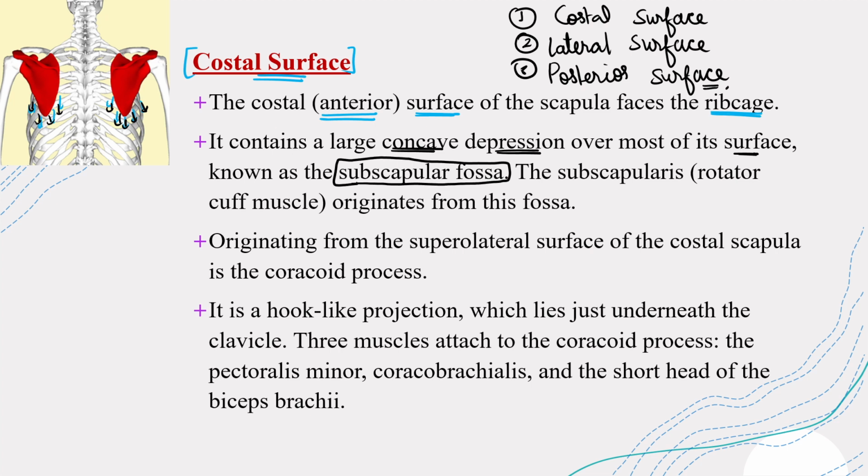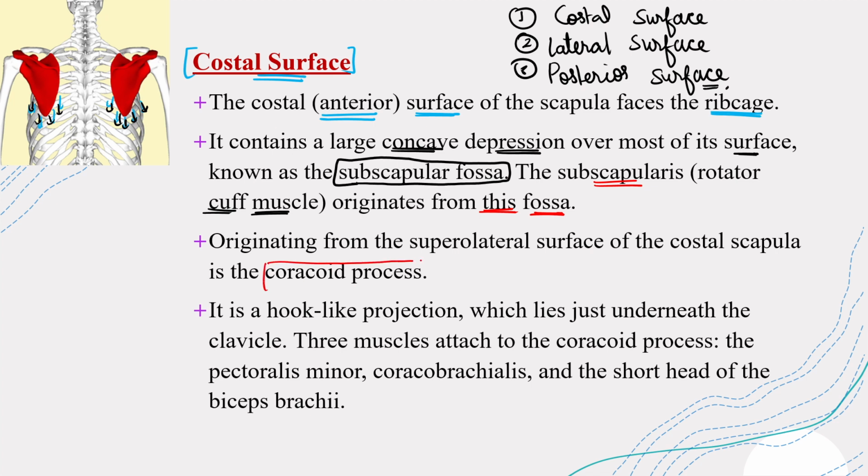This concave-shaped depression is known as the subscapular fossa, and this depression is because of your rotator muscles, which have connections here. That's why the depression is very marked in this area, the costal surface of your scapula. So this is the subscapularis, and the rotator muscles attach or originate from this fossa.